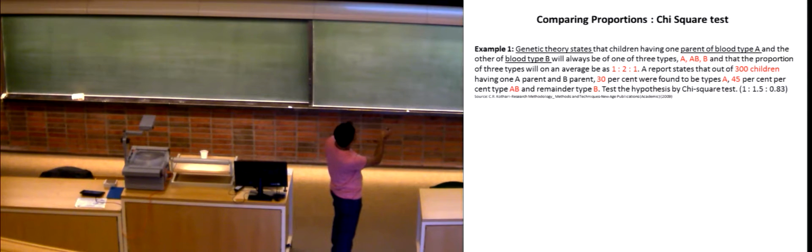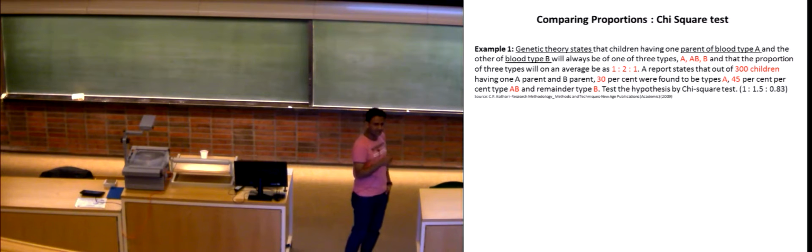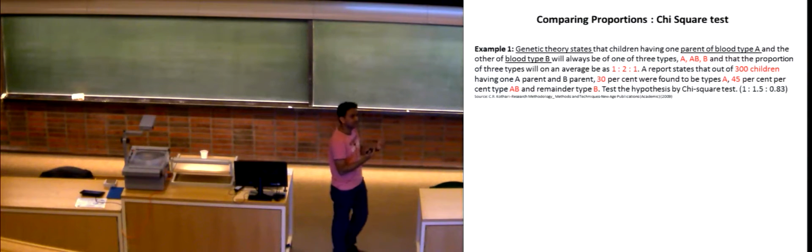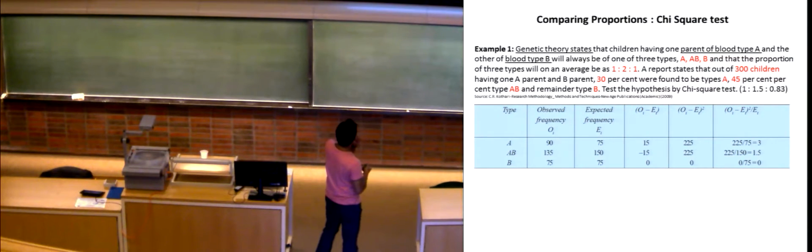So 30% of 300 would be 90, 45% of 300 is 135. This is a ratio, right? The question is whether this ratio is different from the theoretical ratio according to genetic theory, 1 is to 2 is to 1. Just by looking at this ratio, one cannot say. The chi-square will help you decide if the two distributions, or two proportions, are different or not. So, this is the observed frequency.